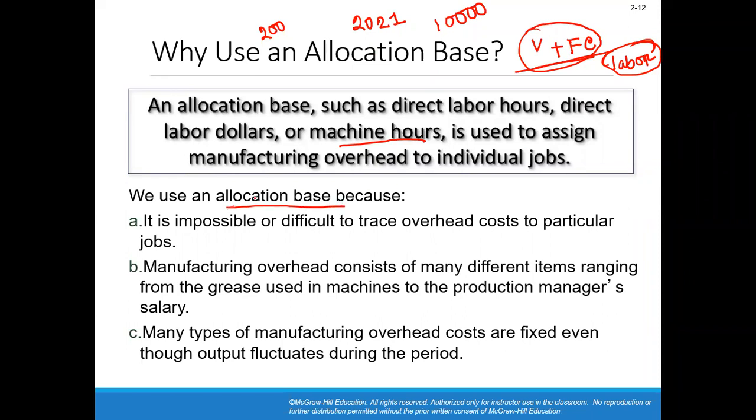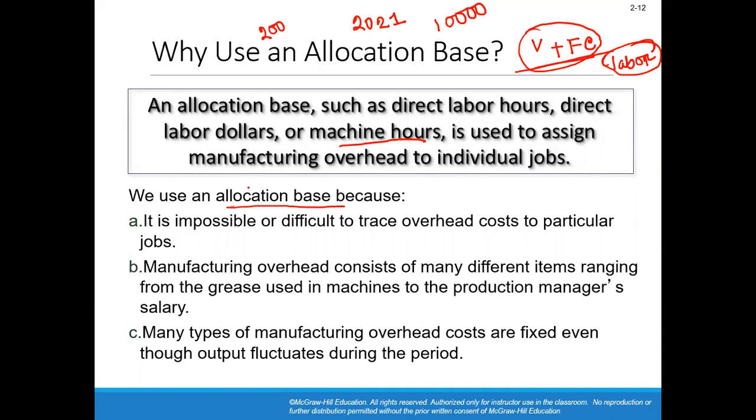Predetermined. Okay. Now, the question: why is the allocation base required? Why do we rely on the allocation base to determine the predetermined overhead cost? The answer is like this: there is no confusion that manufacturing overhead cost is a kind of indirect cost. So it is particularly challenging to assign the manufacturing overhead cost to a particular product or particular jobs because of the nature of the cost, because it is an indirect cost.